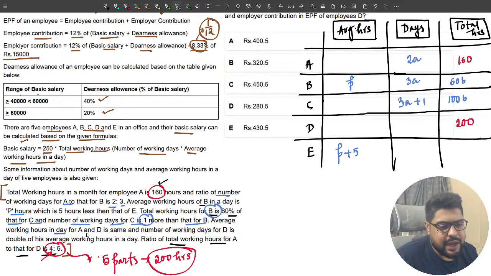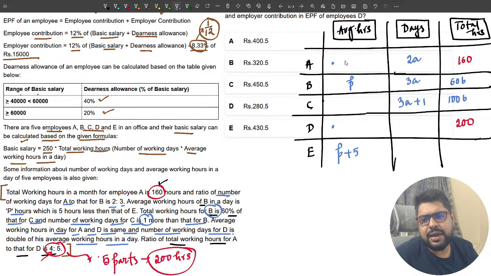Now, the average working hours for A and D are the same. The number of working days for D is double his average working hours. So if I say the average hours is C, then the number of days is 2C. This thing we know. Let's figure out what we can.